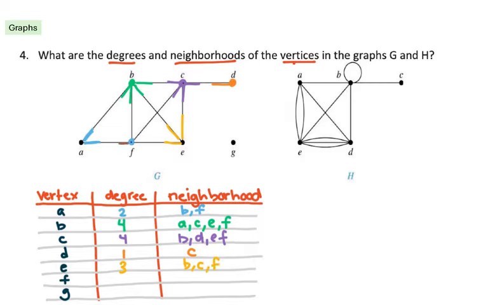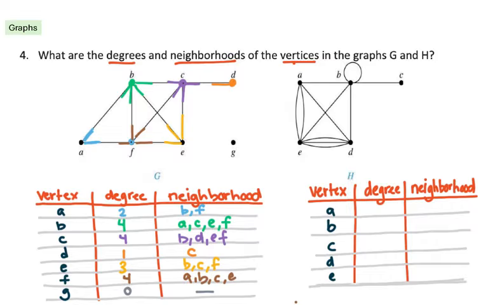For F, we've got 1, 2, 3, 4. And the neighborhood is A, B, C, and E. And lastly, G has nothing connecting to it. It's isolated. And so we'd say 0 is the degree, and there is no neighborhood. All right, I'll let you do the next one.